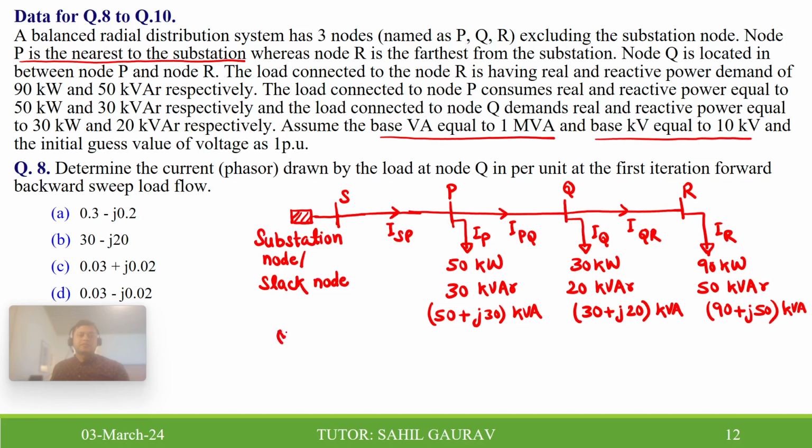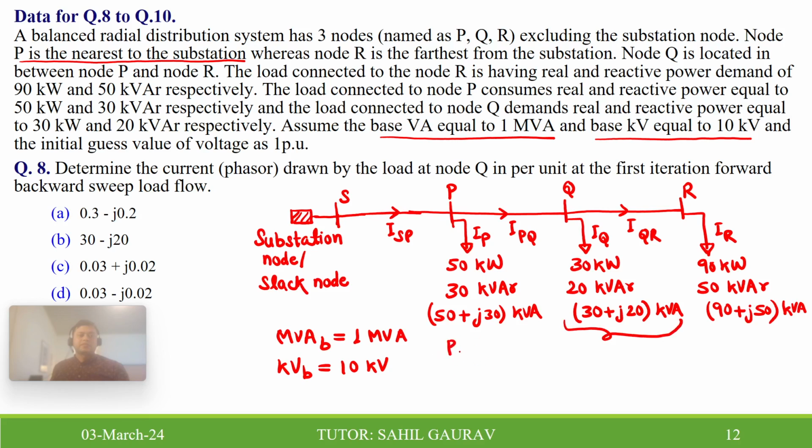They have to provide this base value also, since they are providing the options. So MVA base is 1 MVA and kV base is 10 kV. So now we have to find the load at node Q. First we convert these power quantities into per unit quantities.